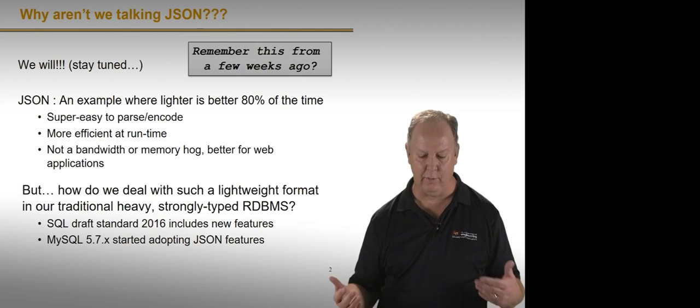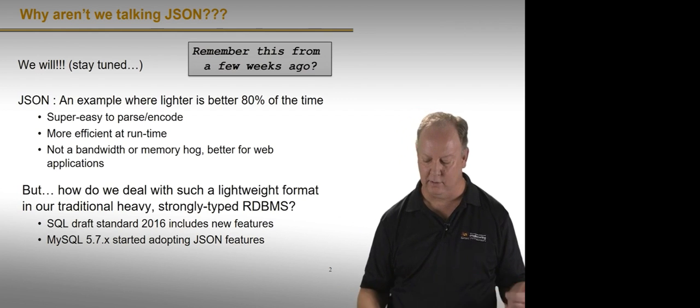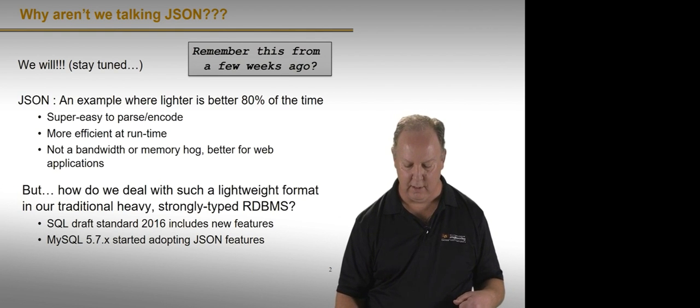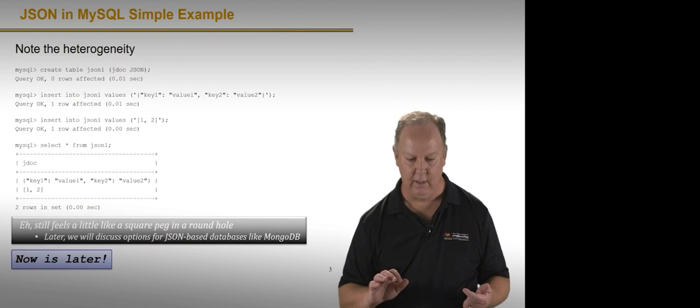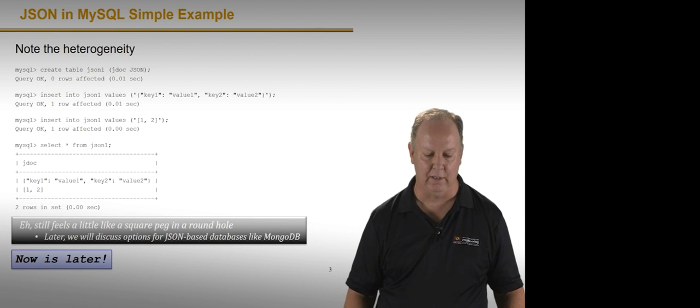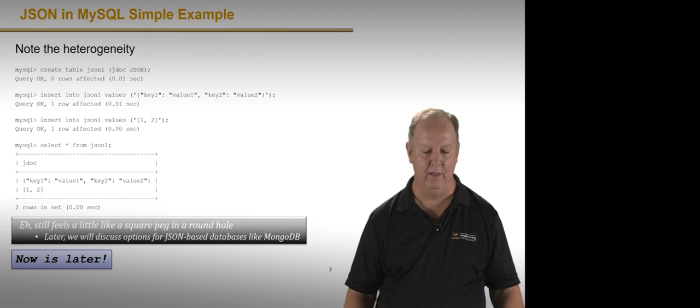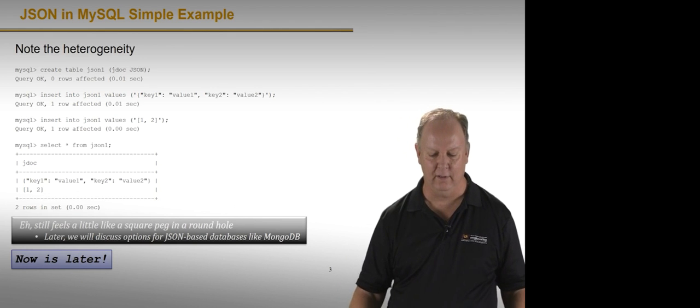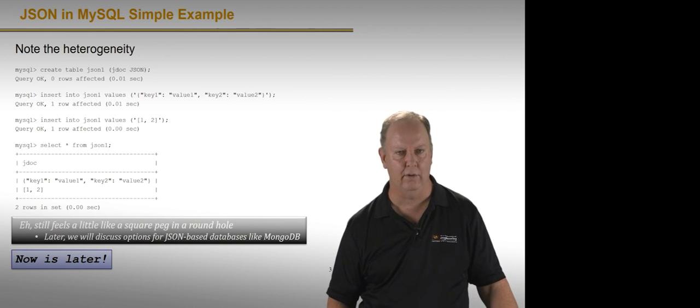But how do you deal with such a lightweight format in a strongly typed relational database? So I gave you a quick example. I talked about the SQL draft standard, and I talked real quick about this extended type that we have in MySQL to deal with JSON documents, right? But as I said before, it's like fitting a square peg in a round hole, right?